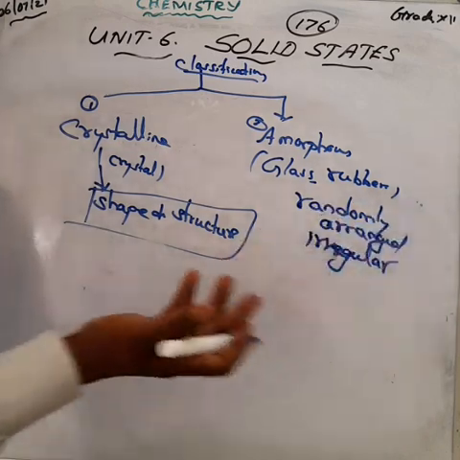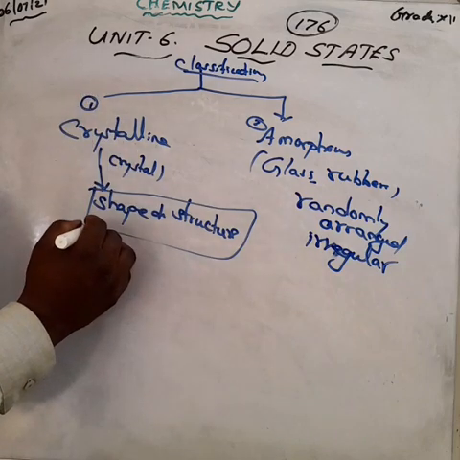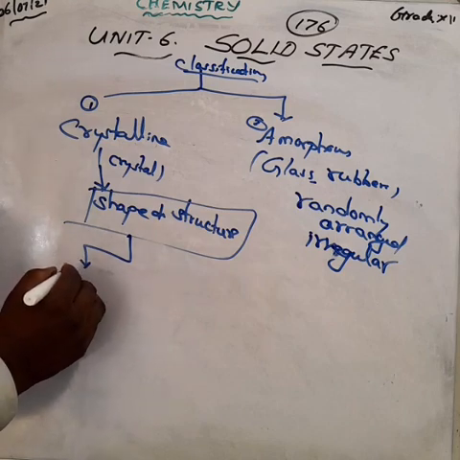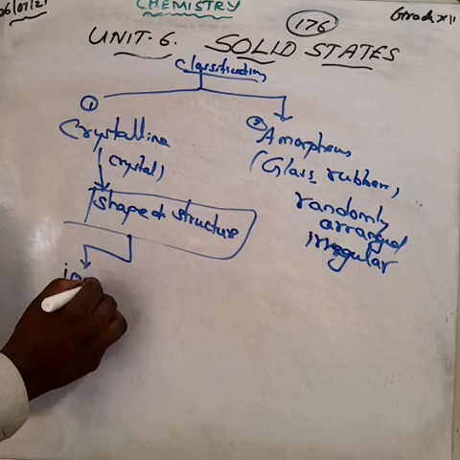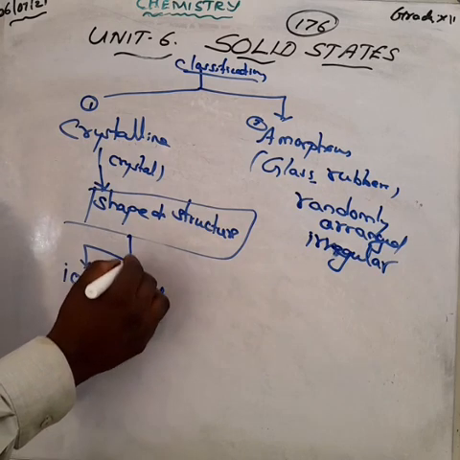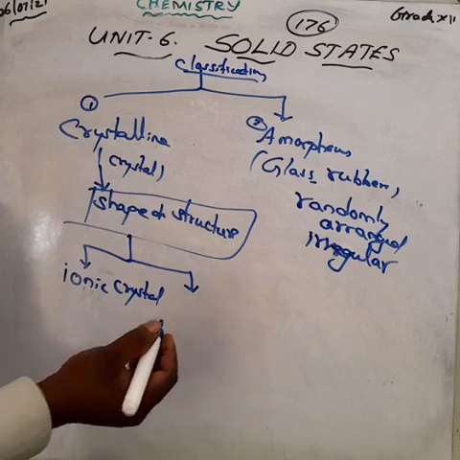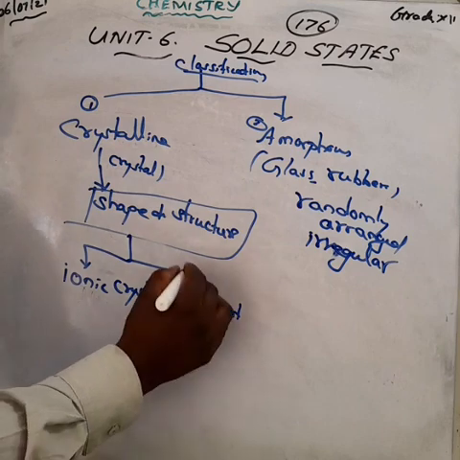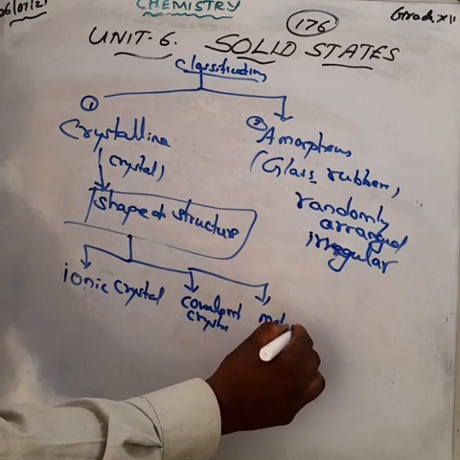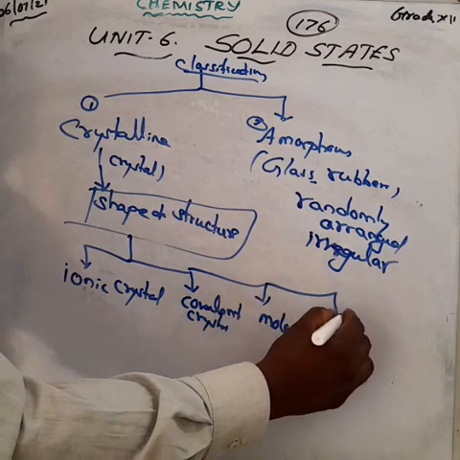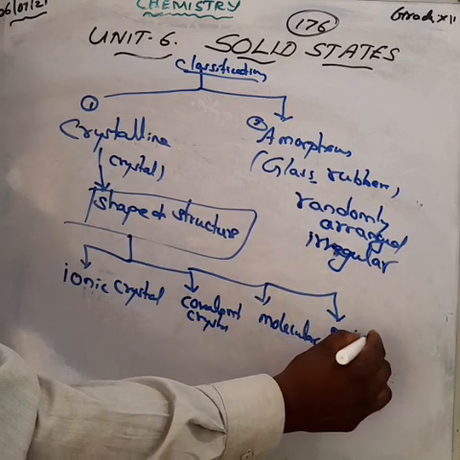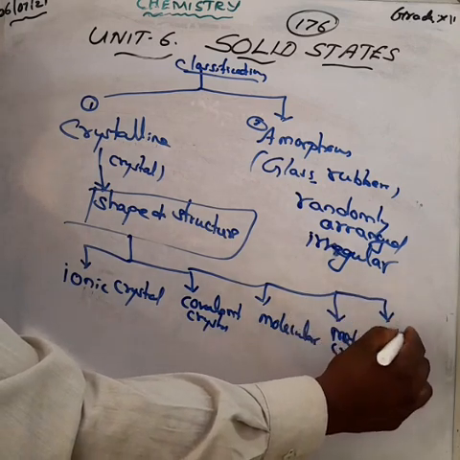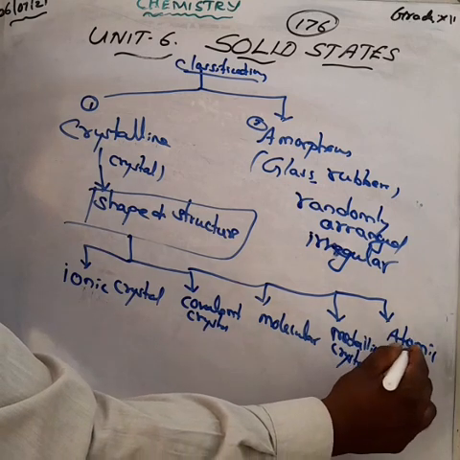Anyhow, the crystalline solid is again classified into 5 types. Number 1, ionic crystal. Number 2, covalent crystal. Number 3, molecular crystal. Number 4, metallic crystal. Number 5, atomic solid. One of the important terms, atomic solid. Can you understand, my dear children?